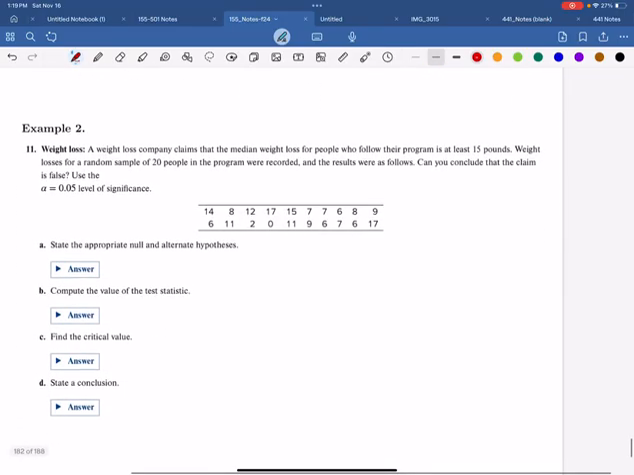Okay. So now here's how we would do this in Minitab, right? It's good to know what we're doing, but let's be real. Let's use Minitab, right? So anyway, median weight loss drug program, lose at least 15 pounds, right? That's sort of what I'm getting from this. I want to try to lose at least 15 pounds. They take a sample of 20 people. Can you conclude that the claim is false?